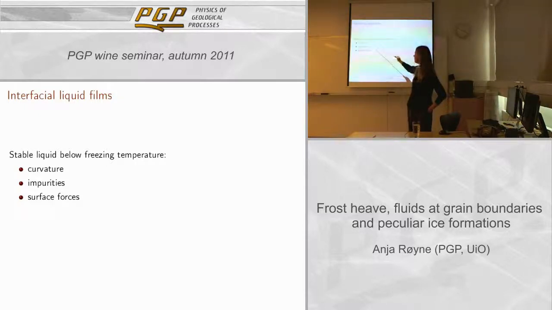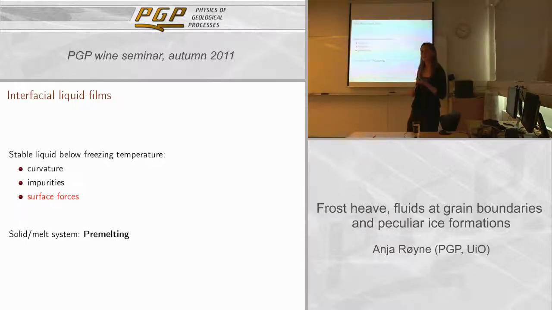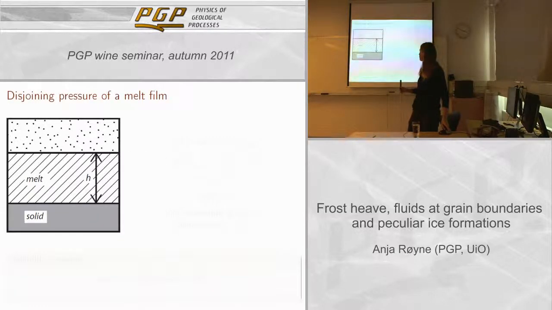This could be due to curvature effects, it could be due to dissolved impurities, or it could be due to surface forces, and that's what I'm going to explain. So surface forces seems to be what's important in this case. And as we're talking about a solid melt system, this goes under the term pre-melting. So it's something that melts before everything else melts. So surface melting, or melting below the melting temperature.